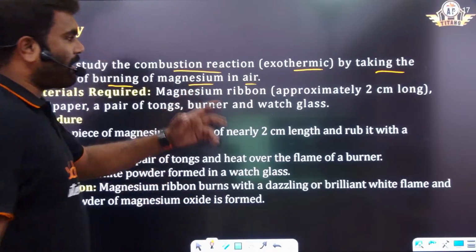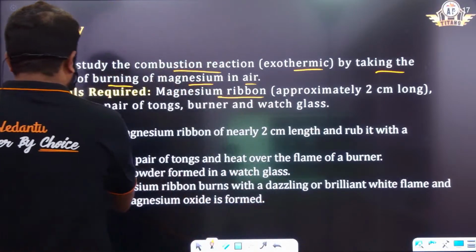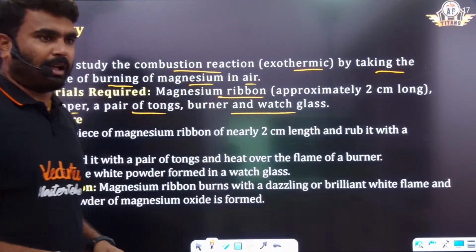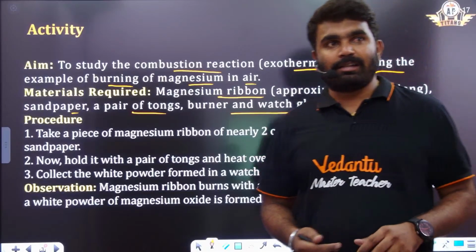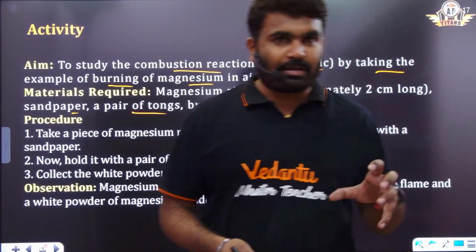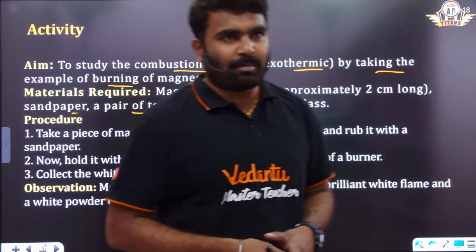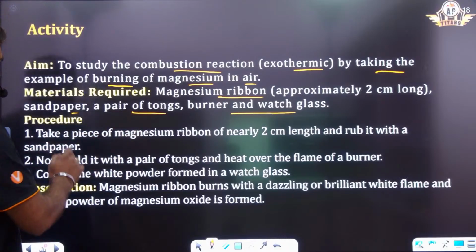Okay. So what are the materials required? Magnesium ribbon, sandpaper, a pair of tongs, burner and a watch glass. So what did he say beta? He is asking to show the combustion reaction, the burning of magnesium ribbon. So what is the procedure here?